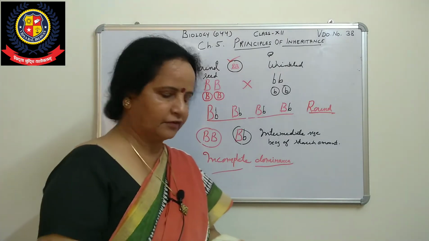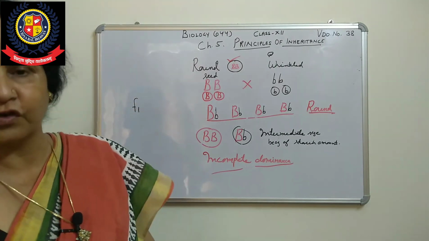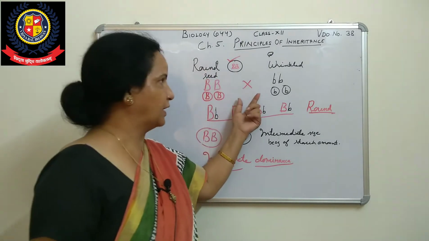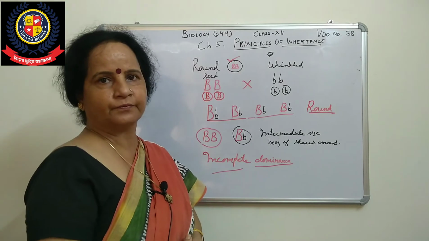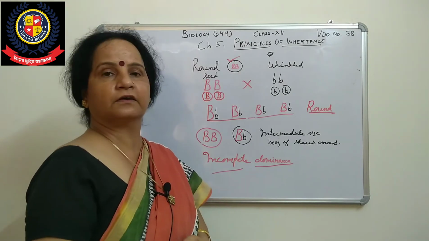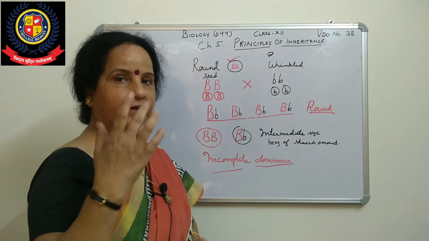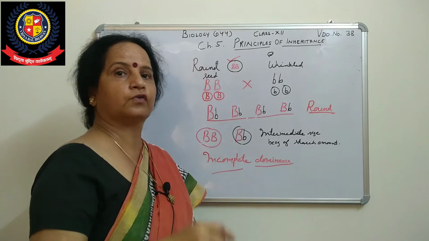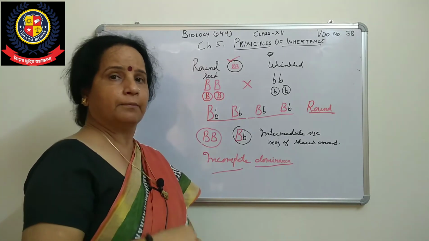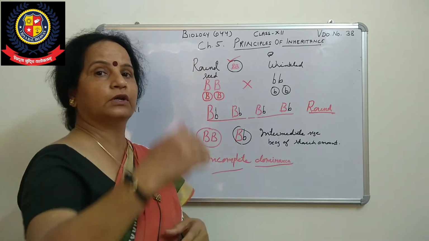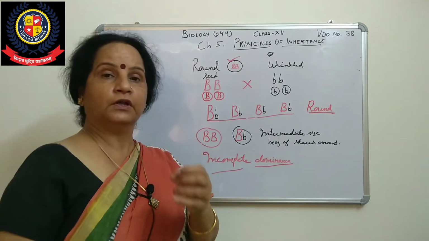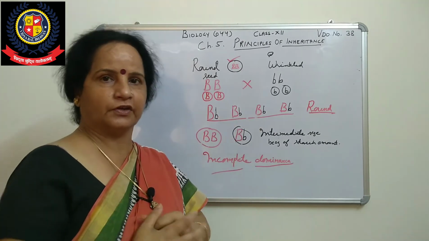Okay, so now next we will start inheritance of two genes. Till now, what we have seen in this class, we have taken only one trait. In the tall and short plant we have taken one trait. When I told test cross, in that test cross also we have taken one trait. One trait means we are taking only one gene. So in those crosses we have shown the inheritance of one gene.